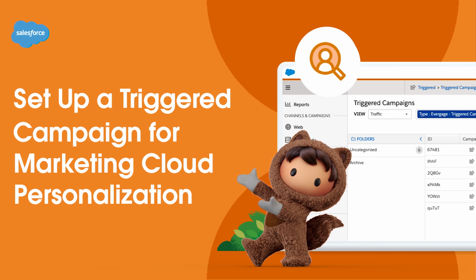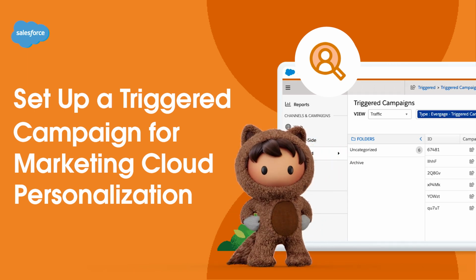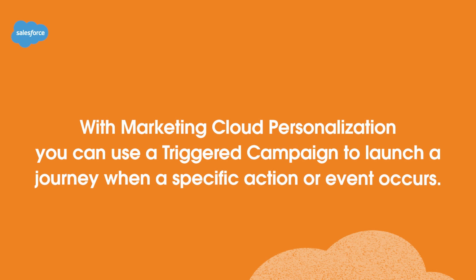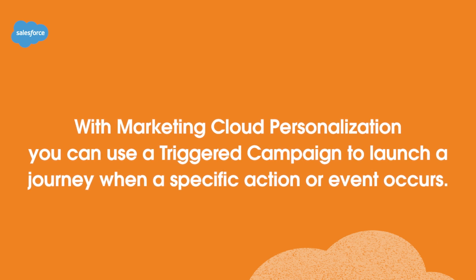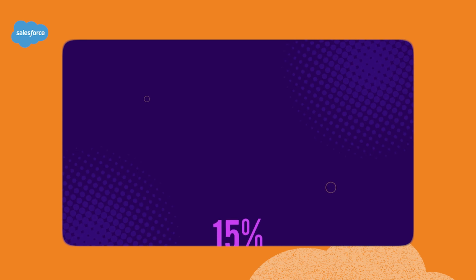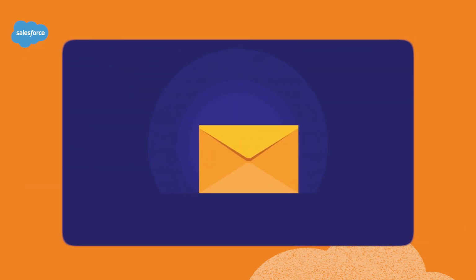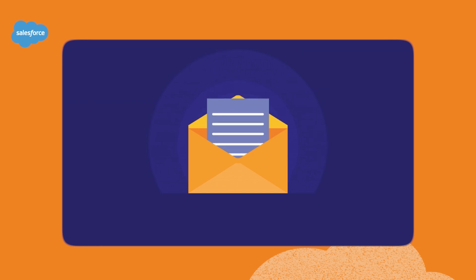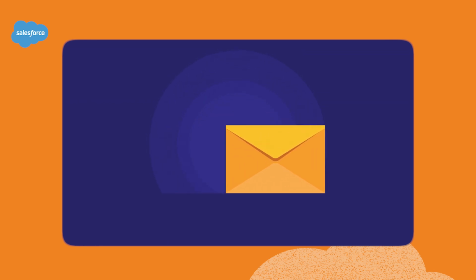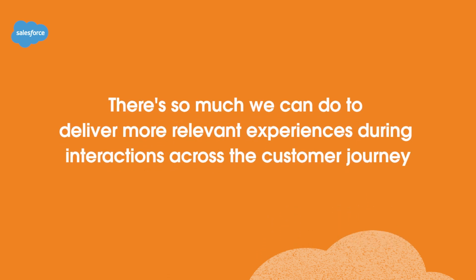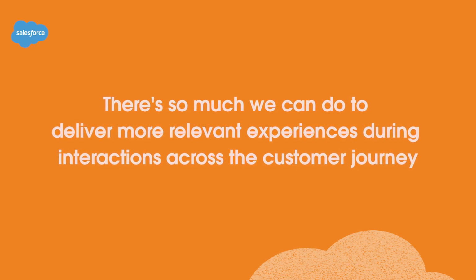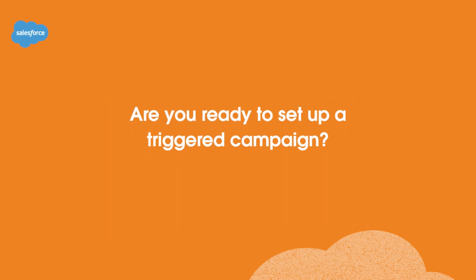In this video, we're going to set up a triggered campaign for Marketing Cloud Personalization. With Marketing Cloud Personalization, you can use a triggered campaign to launch a journey when a specific action or event occurs. Send a promotion to a shopper who spent time viewing a product but didn't purchase it, or recommend articles to someone who has spent more than 5 minutes reading about a related topic. There's so much we can do to deliver more relevant experiences during interactions across the customer journey. Are you ready to set up a triggered campaign?